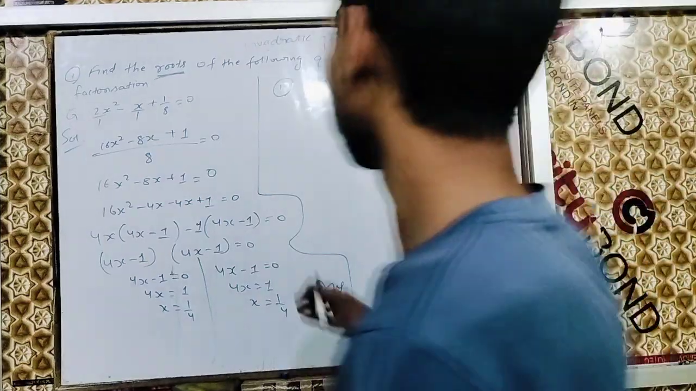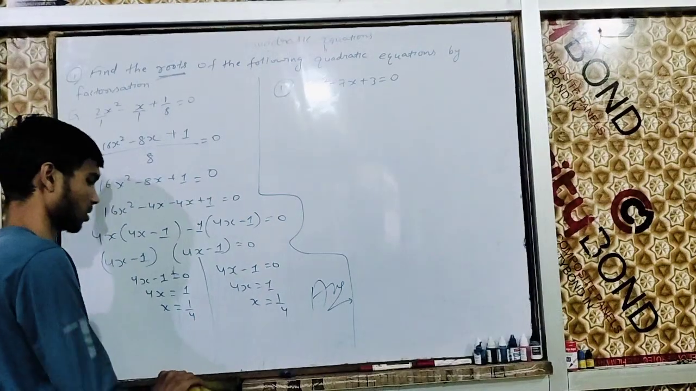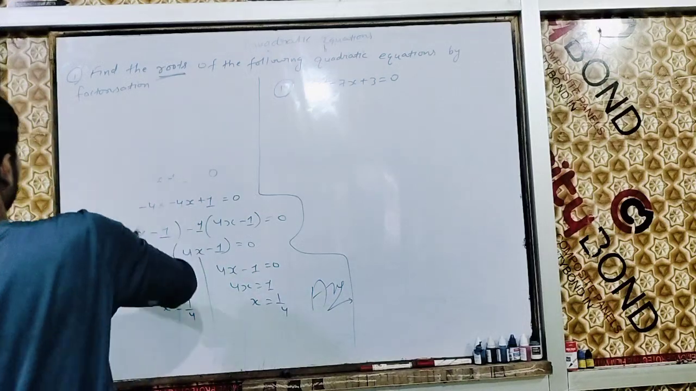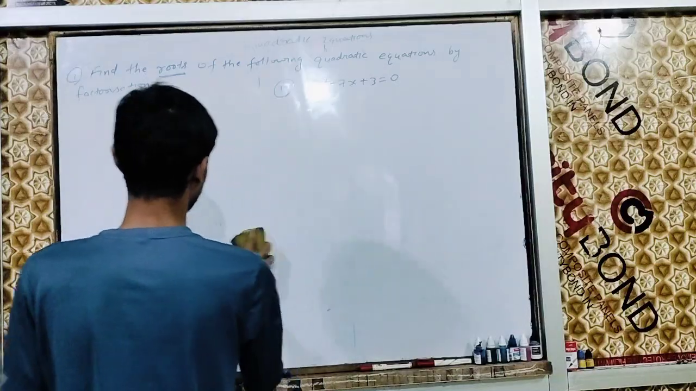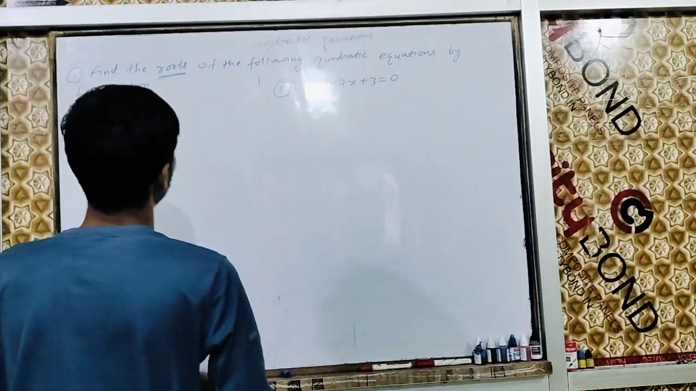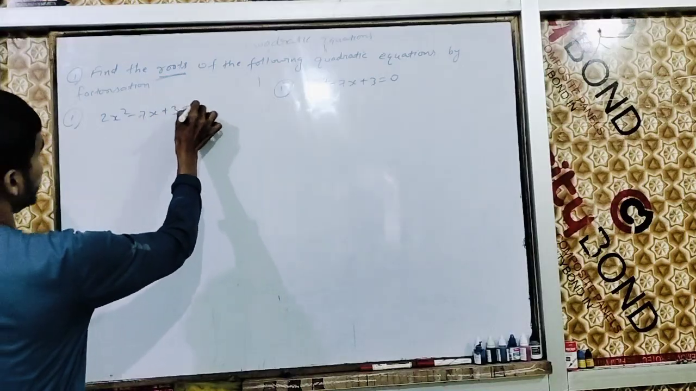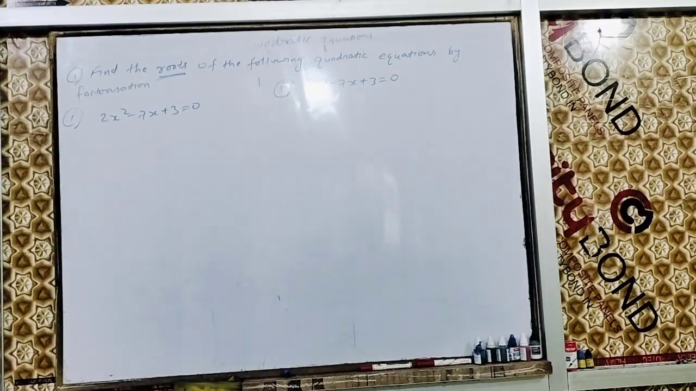Now look at here. This is our question, and this question is saying something else. Look at over here. We have 2x square minus 7x plus 3 is equal to 0. The question is saying you will have to use the square completing method. Okay, we can do. Don't worry.